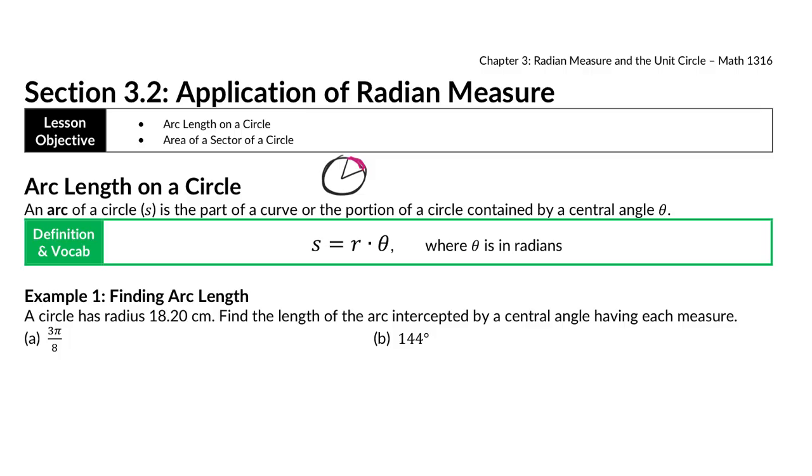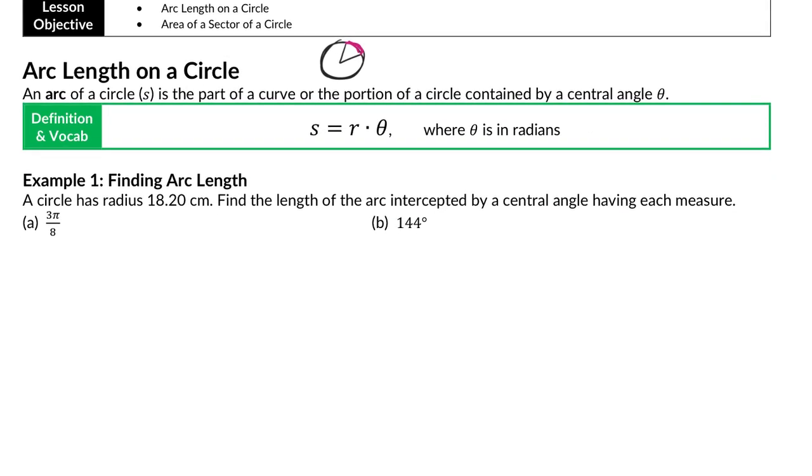That's the only caveat. So if you're given an angle measurement in radians, easy, you plug it in. If you're given an angle measurement in degrees, not so easy, we convert to radians first and then we plug it in. So let's just look at a real world scenario first. It says a circle has a radius of 18.20 centimeters. We're going to find the length of the arc intercepted by a central angle having 3 pi over 8 as the angle. So since the only thing I need for arc length is a radius, check, and an angle, check, I can just plug all of this in.